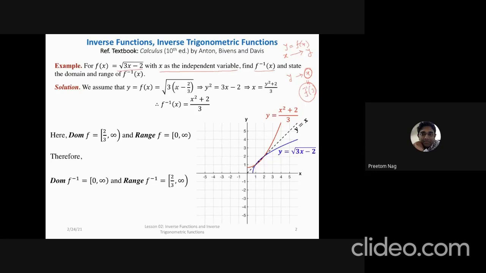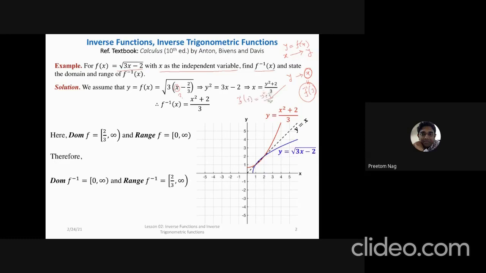So we have to find out the value of x from this relationship. X এর value আমাদেরকে find out করতে হবে from this relationship. If you take square on both sides, y square will be 3x minus 2. So x will be here (y square plus 2) by 3. Very simple, right? So in this case, you can write down x is f inverse of y, which is (y square plus 2) by 3.